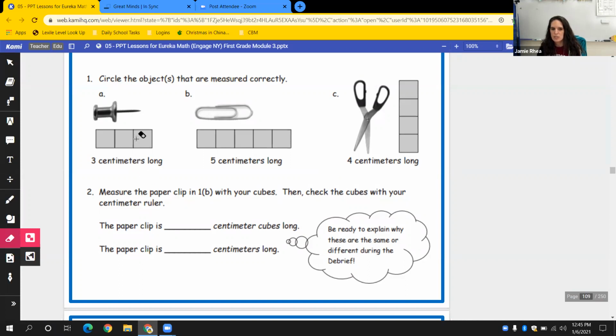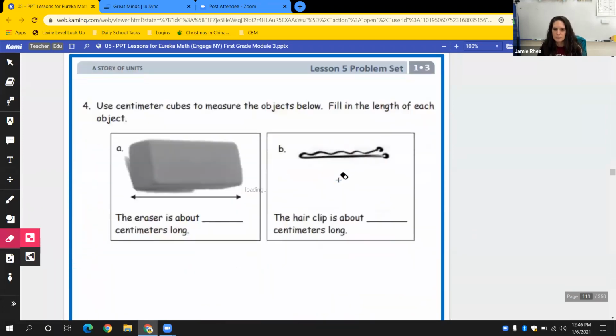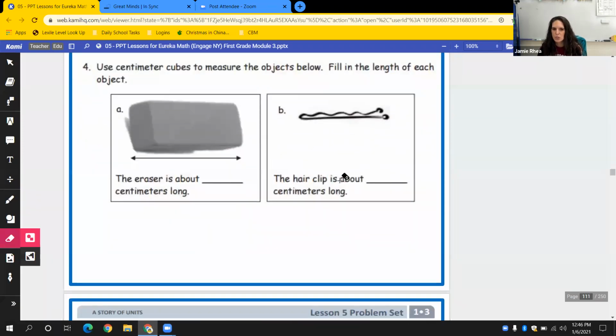Okay, so you'll have to look, is A measured correctly? Is B measured correctly? Or is C measured correctly? You could have one answer or you could have multiple answers, so be very careful. Okay, now let's look at number 4 and 5. It says use centimeter cubes to measure the objects below. Fill in the length of each object. Now again, if you have a ruler that has centimeters, or if you have your strip of paper that has your lines on it, you can use that and count each and every one of these lines is 1 centimeter cube long. So we'll say it's 1 centimeter.